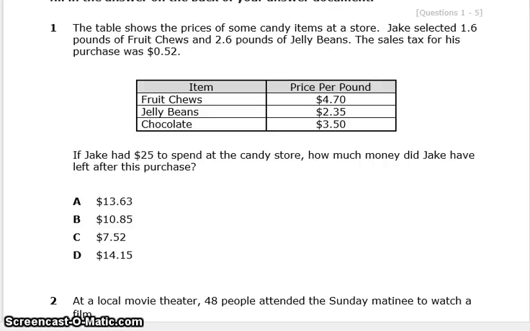Question 1. The table shows the prices of some candy items at a store. Jake selected 1.6 pounds of fruit chews and 2.6 pounds of jelly beans. The sales tax for his purchase was 52 cents. If Jake had $25 to spend at the candy store, how much money did Jake have left after his purchase?